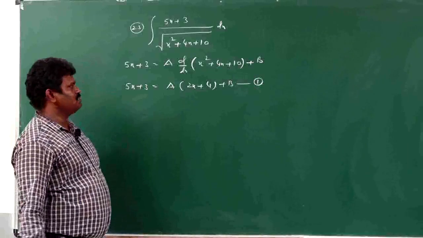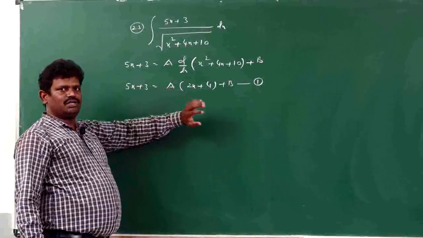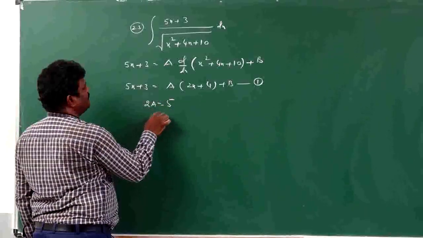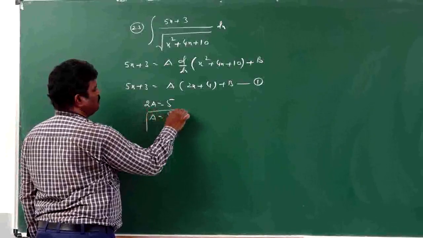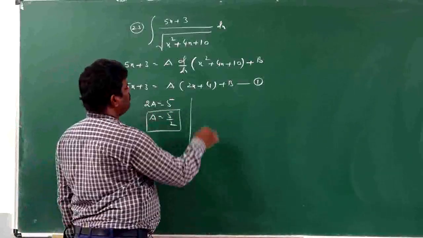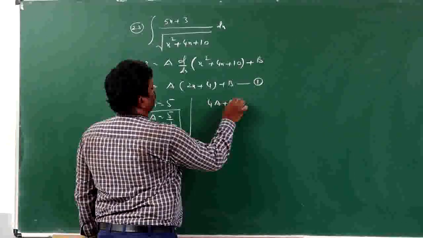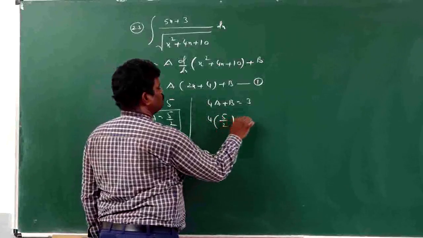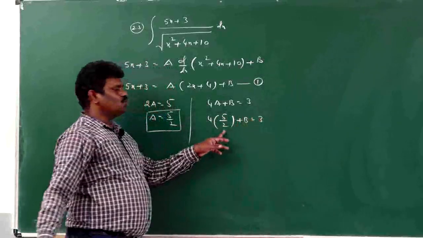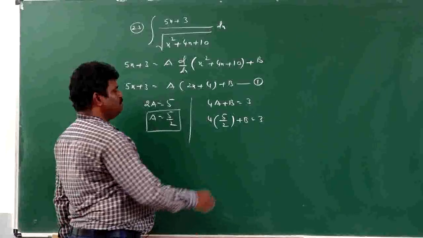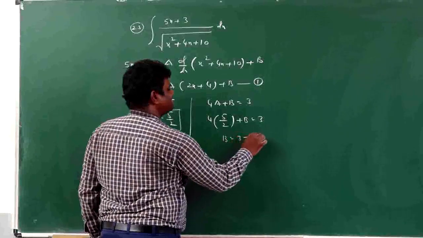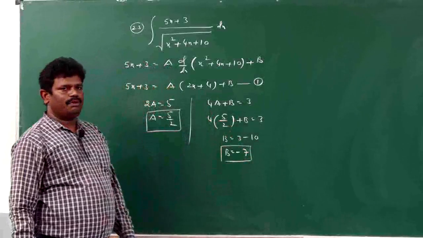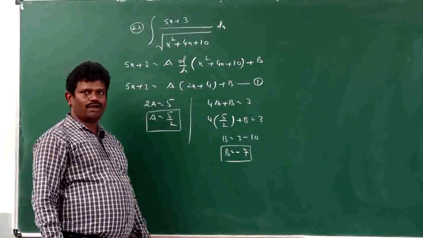Now we compare the coefficient of x and the constant on both sides. Then 2a is equal to 5, so a is equal to 5 by 2. Next, 4a plus b is equal to 3. So 4 into 5 by 2 plus b is equal to 3. Two 5s are 10, so b is equal to 3 minus 10, b is equal to minus 7. Okay? So b is equal to minus 7, a is equal to 5 by 2.